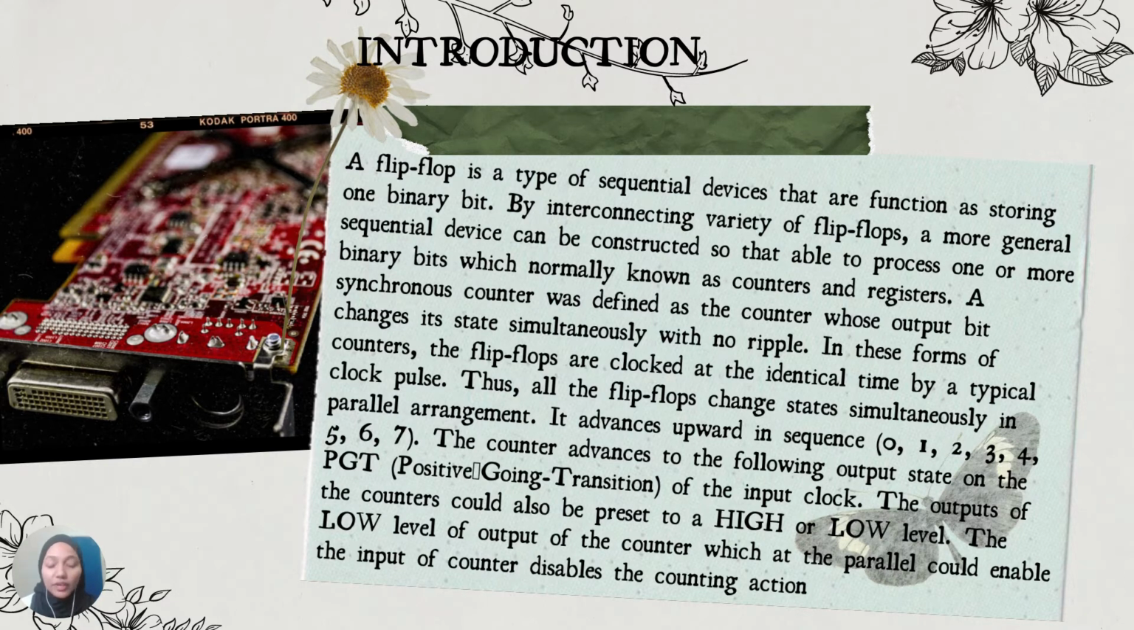A synchronous counter is defined as a counter whose output bits change state simultaneously with no ripple in the form of clock pulse, thus all the flip-flops change state simultaneously in a parallel arrangement. It advances to the following output state on the PGT, positive going transition, of the input clock. The output of the counter could also be preset to a high or low level. The low level of output for the counter reached at the parallel enable input of the counter could disable the counting action.